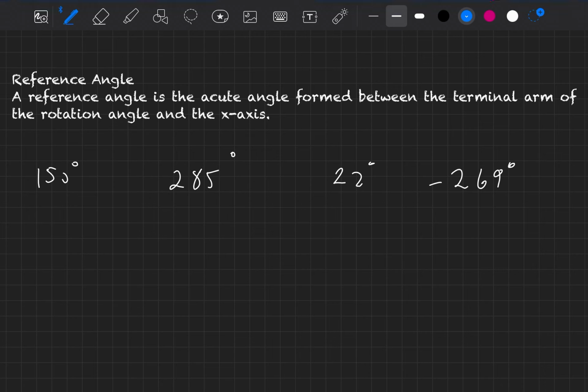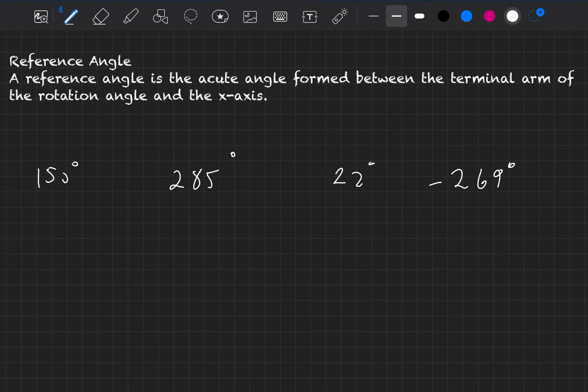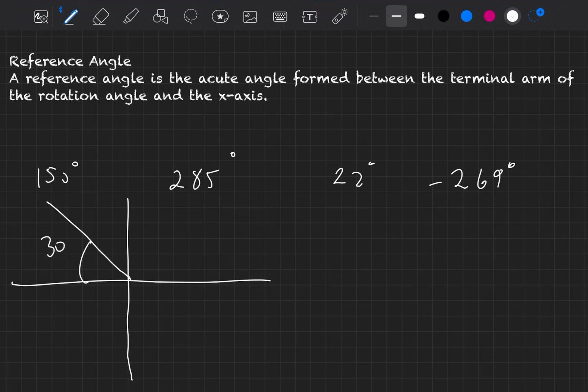Now let's talk about the reference angle. Reference angles are the acute angle formed between the terminal arm and the rotation arm, or the rotation angle and the x-axis. So for example, for 150 and 285, well, 150 would be right here, and the reference angle would be 30 degrees. So it's basically always the acute angle. 285, I'll do it in blue. That one would be right here.